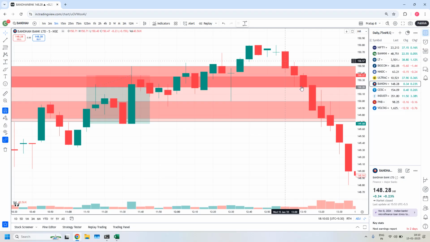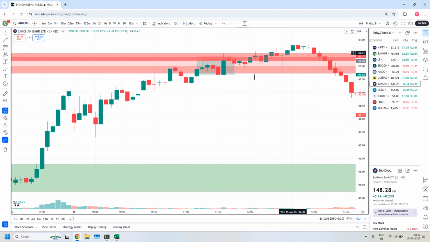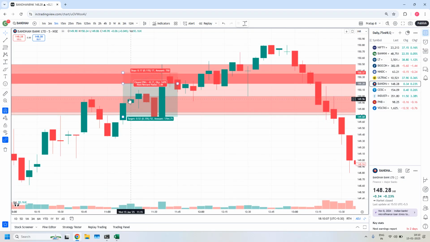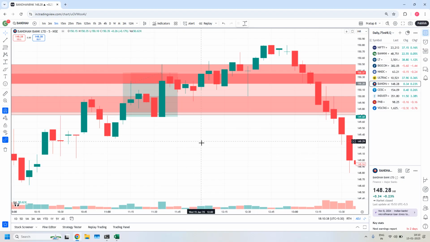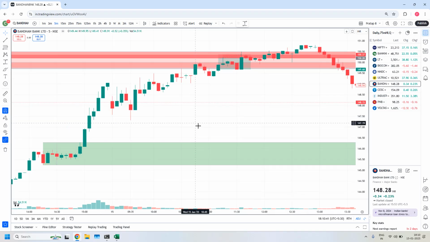Otherwise, definitely this could have been a good trade. I'll show you how there is a good trap available here. But before that, this one has given 1:3 RR and very small, because the risk is very small here. Your reward is also small. Bandhan Bank has given 1,456 rupees profit, which is, see, only 1.1% ROI. Where is our 6% average intraday ROI and where is 1.1%? Nowhere related. But anyway, it gave a profit. Profit is a profit. Maybe it is small. Still it is a profit. So it achieved 1:3 RR. Bandhan Bank. Okay. So I was talking about a trap here, right?